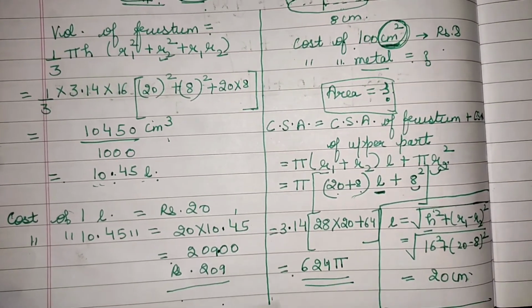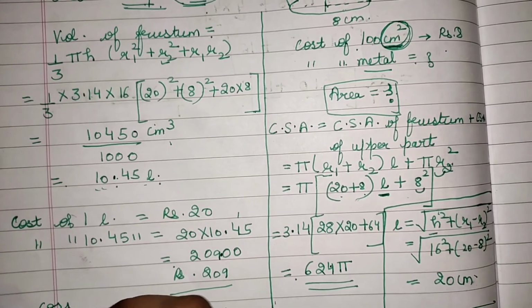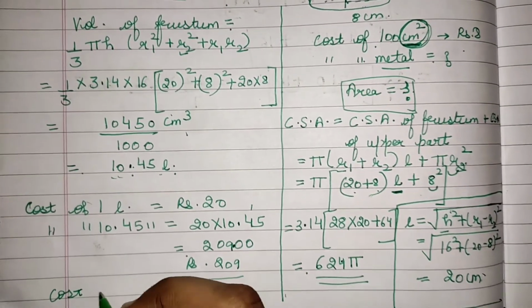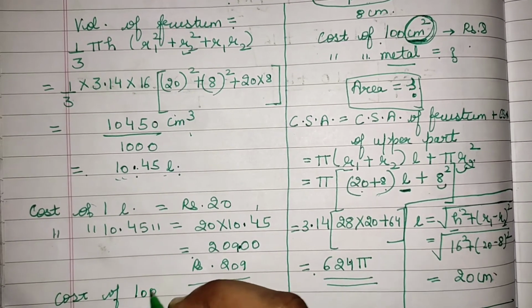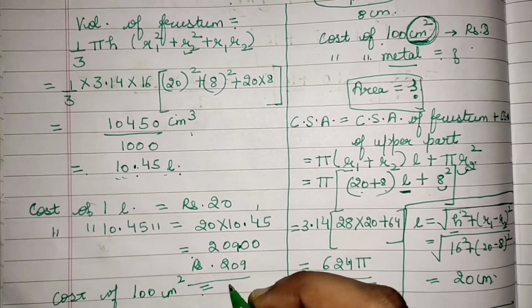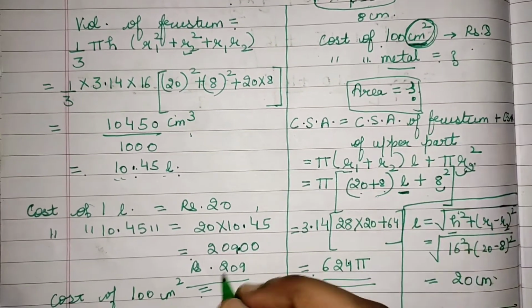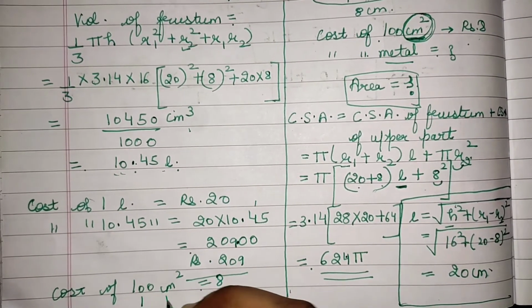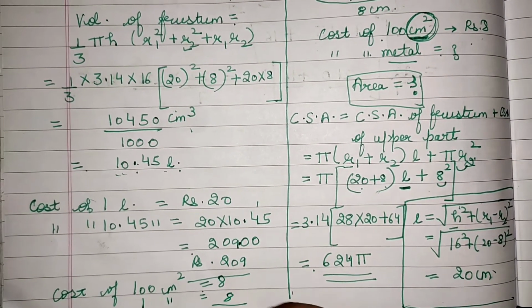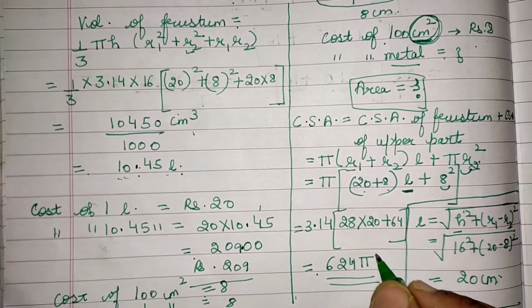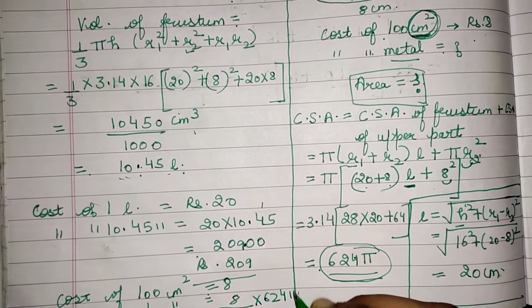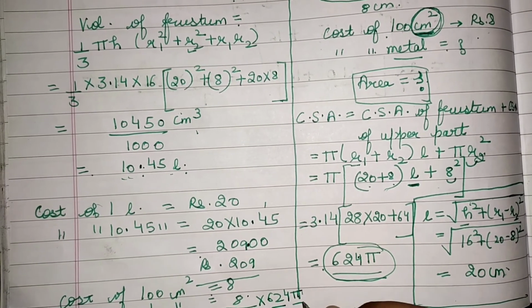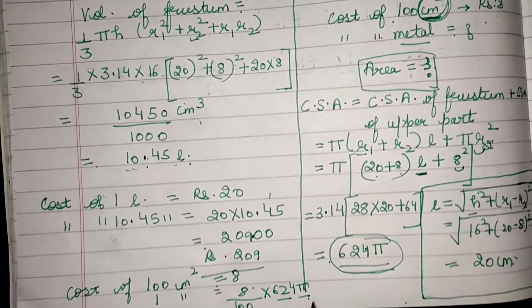Now to find the cost, you will do the same steps which we did in the volume case. The cost of 100 centimeter square is equal to rupees 8. So the cost of 1 centimeter square will be 8 by 100, and by the unitary method, the cost of this will be 8 by 100 into 624 pi.